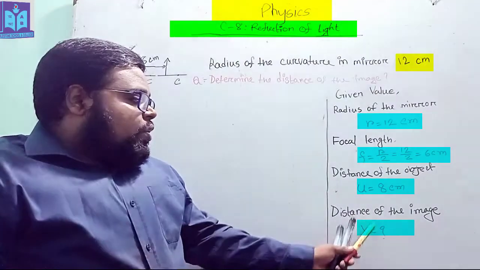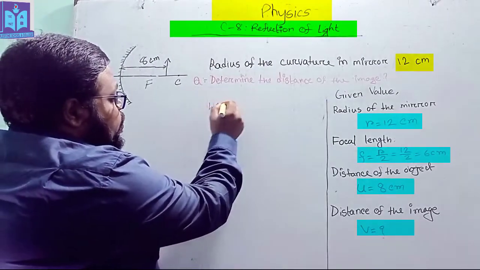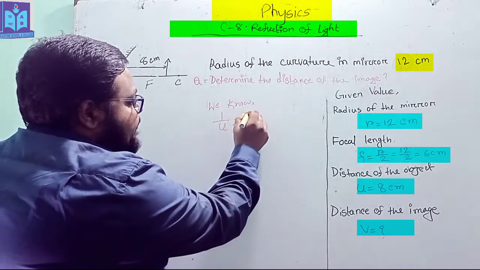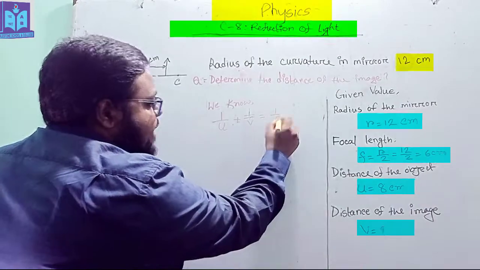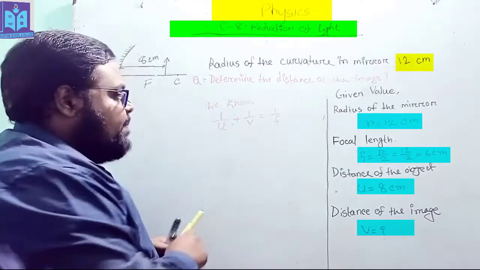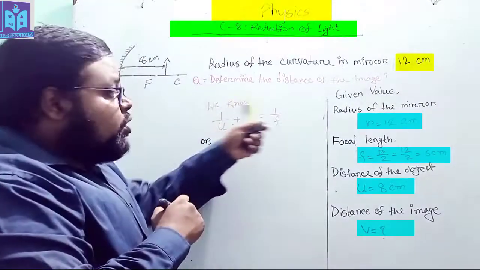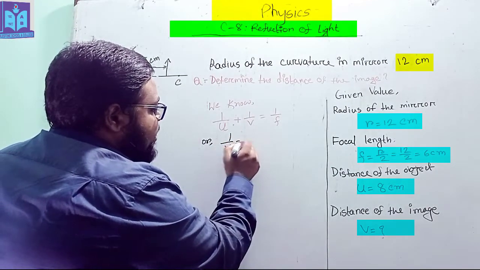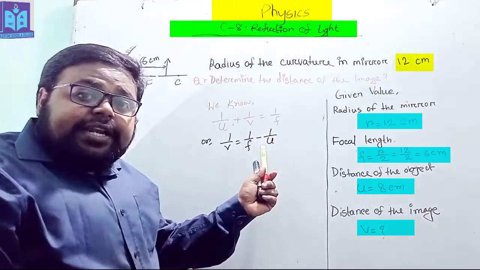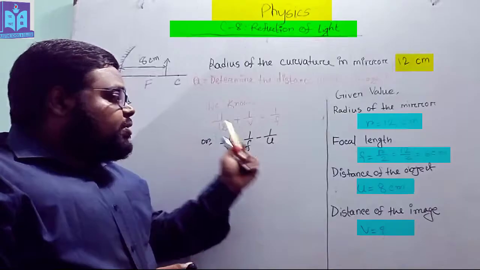If we want to know the distance of the image, then we know the equation is 1 by U plus 1 by V equals 1 by F. I want to find the value of the distance of the image, so I have to move this portion from the left side to the right side. So 1 by V equals 1 by F minus 1 by U. Why is the sign negative? Because if you change the side, obviously the sign will change from plus to minus.